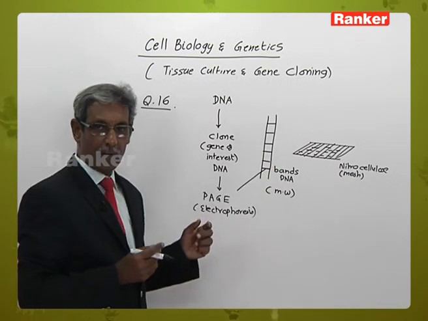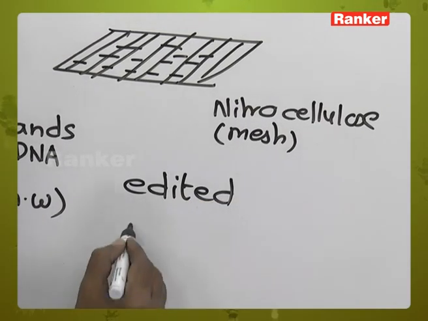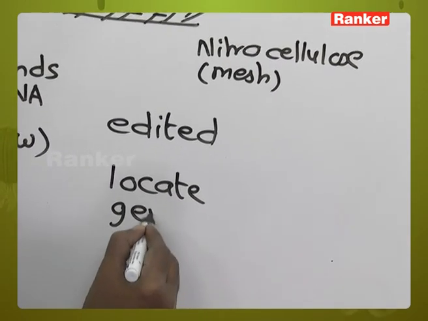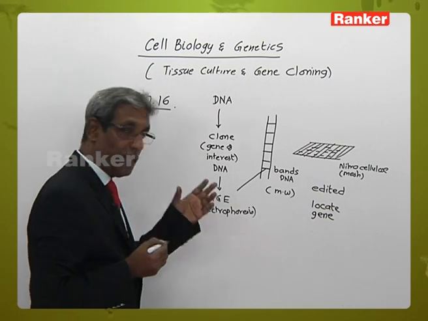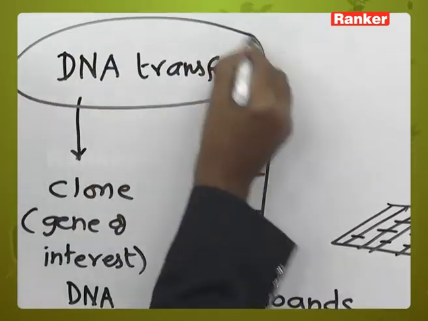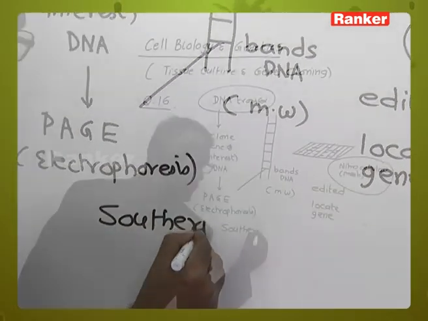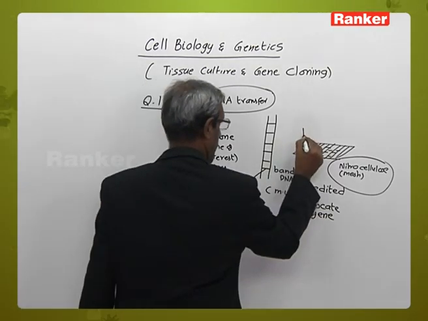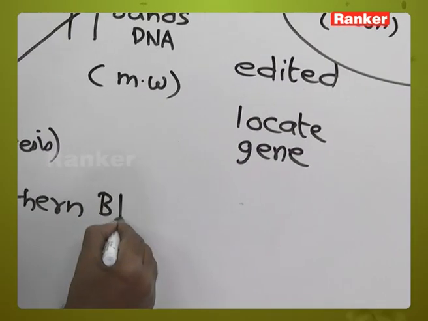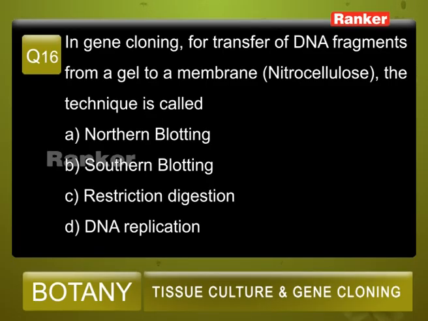Now, after you take this particular nitrocellulose mesh, the same sort of DNA profile can be edited and you could locate your gene of interest. Now, this technique of transfer of the DNA, how do you transfer the DNA? This DNA transfer technique onto nitrocellulose has been studied by a scientist whose name is Southern. And because it involves blotting, it is termed the Southern blotting technique. So, the Southern blotting technique is a method of transfer of the DNA. Hence, among the choices of northern blotting, southern blotting, restriction digestion and DNA replication, the right answer is southern blotting, that is, the answer is B.